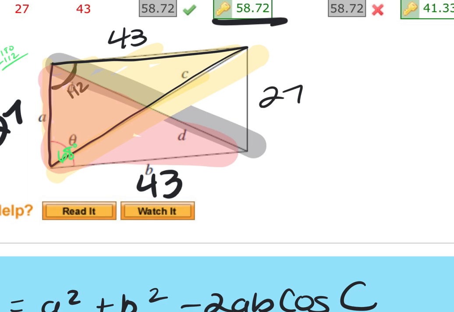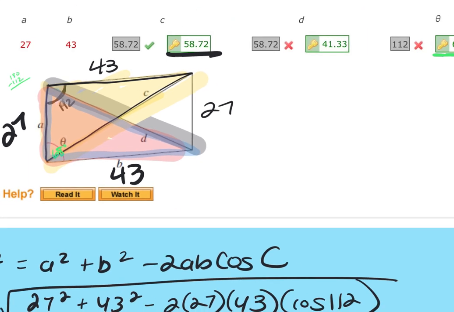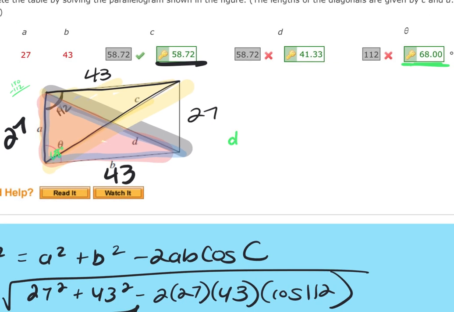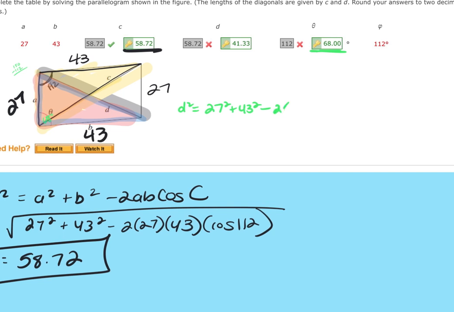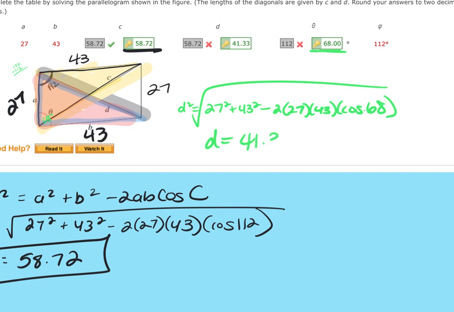Now you have side angle side with that triangle. So I'm finding D. D squared would equal the other two sides, so, well, not the square root yet: 27 squared plus 43 squared minus 2 times 27 times 43 times the cosine of 68. And then I would square root that whole thing. D is the whole line. It says it in the directions. It doesn't look like it if you look at just the diagram. It looks like half, but the directions say it's the whole thing. I fell for it too. So D is 41.33.